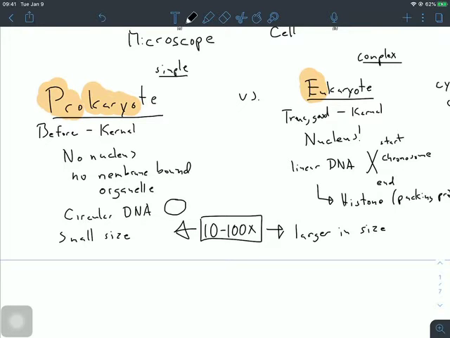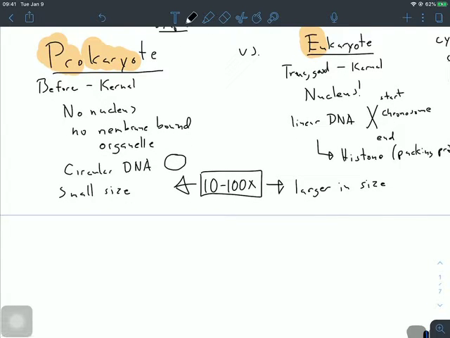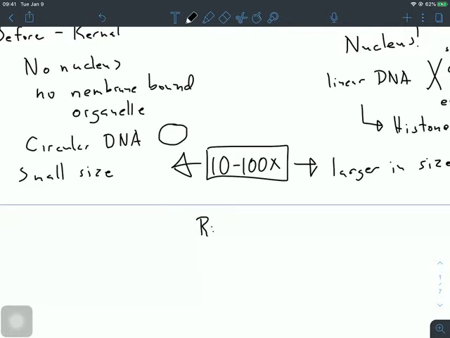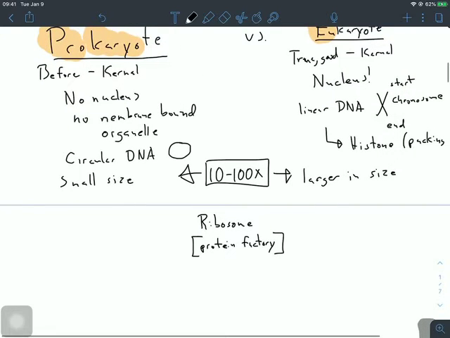Our last compare and contrast, or really contrast, feature of prokaryotes and eukaryotes is in a very particular organelle. That organelle is a ribosome. Ribosomes are our protein factories. They make all of the proteins in our cells and in plant cells and in bacterial cells. Proteins are the machinery, the tools that you need in order to live. So ribosomes are very, very important.